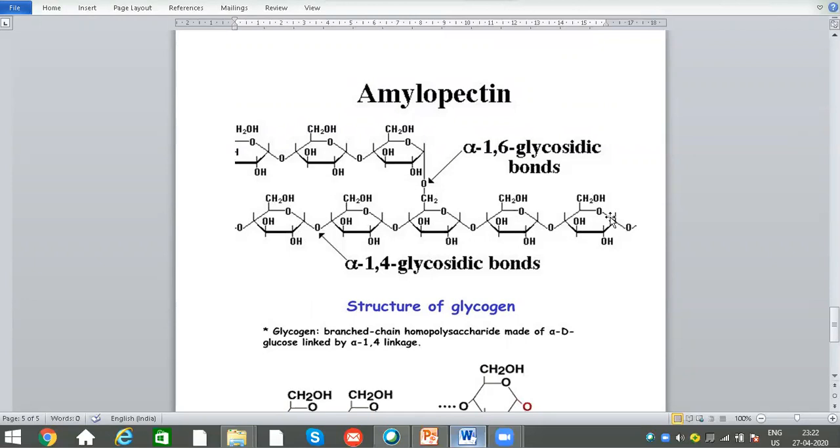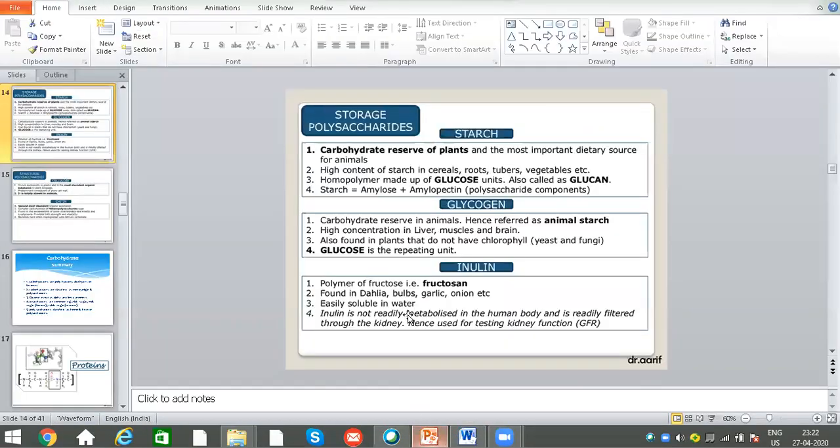This straight or linear chain can also have branching. Here the branch is attached at the sixth carbon, so that's why it is called the alpha 1,6 glycosidic bond. If branching is present, the molecule is called amylopectin. If branching is not present, the molecule is called amylose. So that means starch contains amylose and amylopectin.